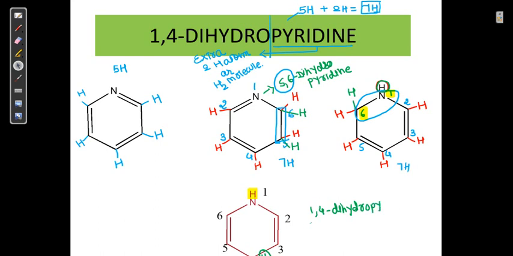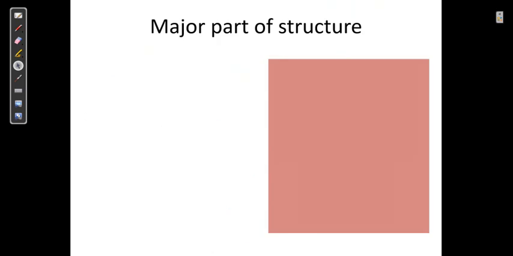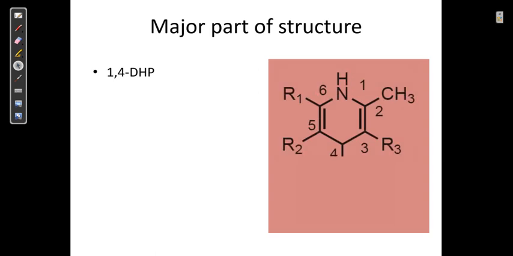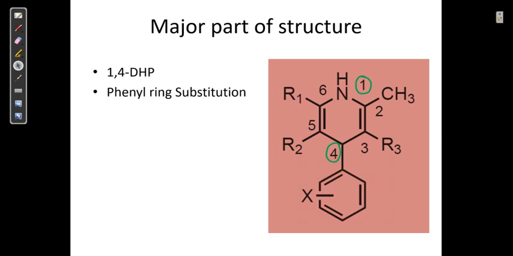Now we have to focus more here. If we go ahead to understand the major parts of the 1,4-dihydropyridine derivative structure, the first one is this one. If you see here, this is position 1 and this is the fourth position. Another is the phenyl ring substitution. So at the fourth position there is a phenyl ring.